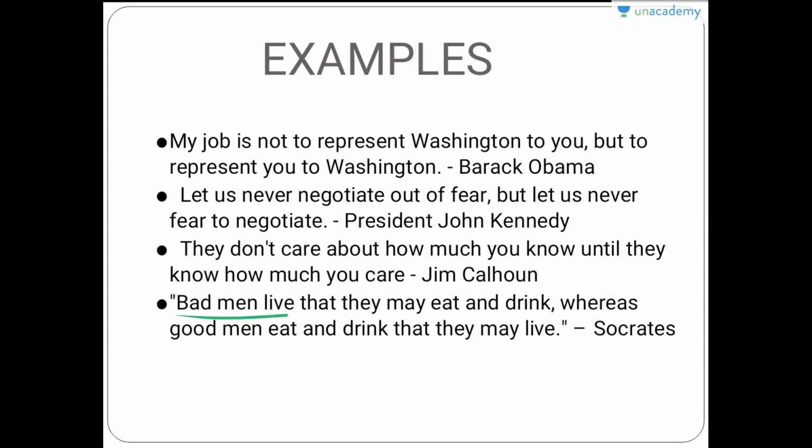Bad men live that they may eat and drink, whereas good men eat and drink that they may live. So this is an example of chiasmus, a quote by Socrates, who was a classical European writer. So let's reread it. Bad men live that they may eat and drink, whereas good men eat and drink that they may live. I am sure that you must be familiar with the idea of crisscrossing and with the idea of chiasmus.